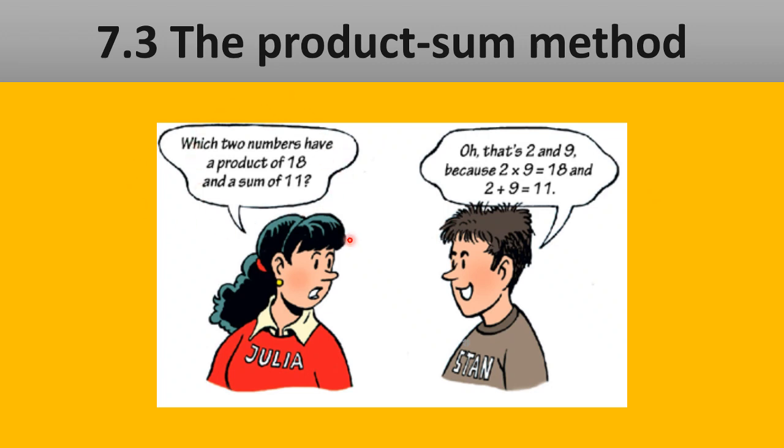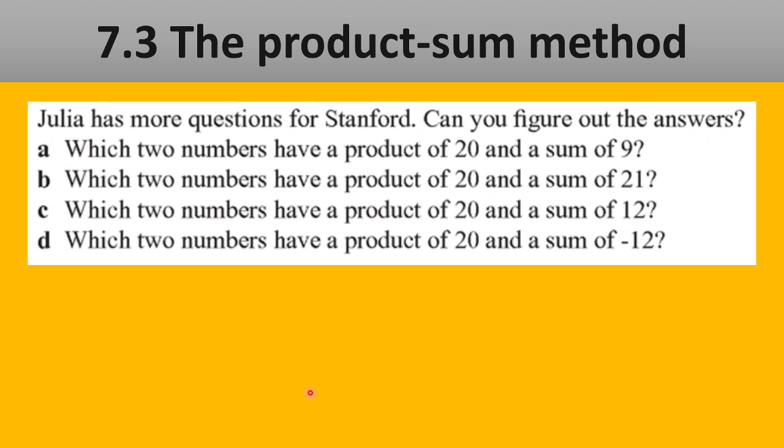So I'm going to practice a few more with you. Can you figure out the answers? Which two numbers have a product of 20 and a sum of 9? There is going to be only one answer here. The answer is going to be 4 and 5, because 4 times 5 is 20, while 4 plus 5 is 9.